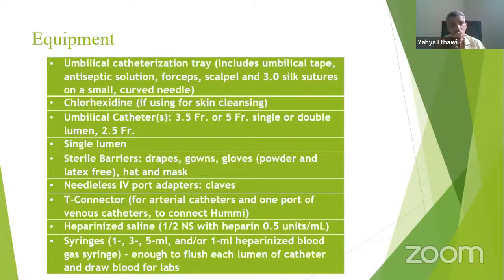Umbilical catheter, 3.5 French or 5 French, single or double lumen, 2.5 French. Single lumen, so 2.5. Straps, gown, gloves, powder. Dr. Marwa, the single lumen with 2.5, they are together. Hat and mask.